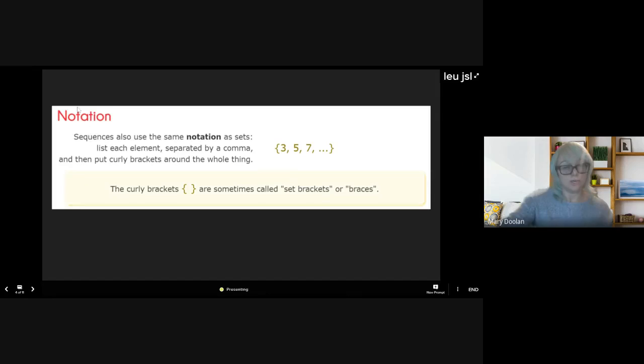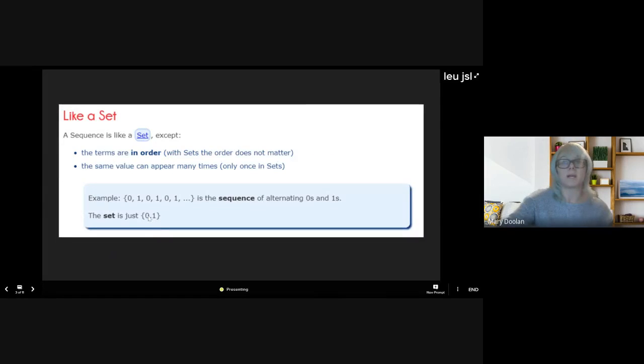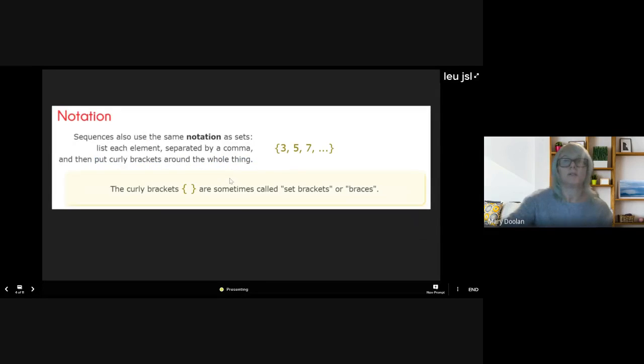The notation that we use with sequences is the same as the notation that we use with sets. Okay, and we saw this back here. So this example, this sequence had the brackets at the end, and the set version of it had the brackets at the end. So sequences use the same notation. We list each element separated by a comma and then put curly brackets. And these are on your keyboard, all right?